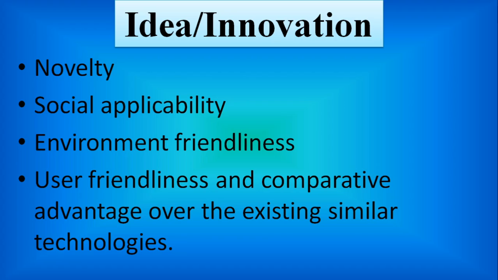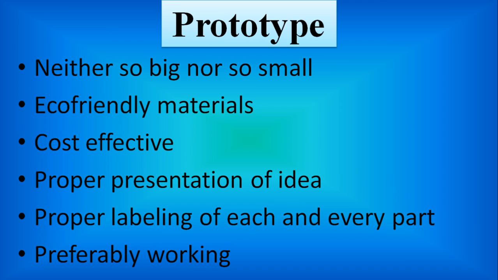Then the next thing is environment friendliness. That means you have to see whether that idea or innovation is eco-friendly or not. That is the most important thing. Then whatever idea or innovation you are submitting, that should be user friendly. And if you are giving any solution to a problem which already has some solution, then you have to give comparative advantage over the existing similar solution. Okay, so I will explain these natures in detail as I go ahead. So first let me tell you about the prototype, what should be the nature of the prototype. The prototype should be neither so big nor so small.